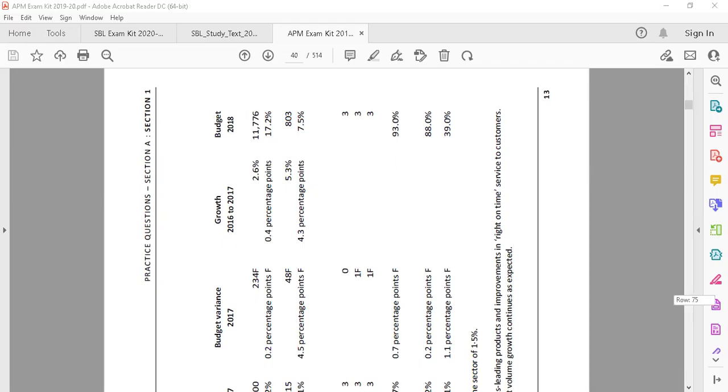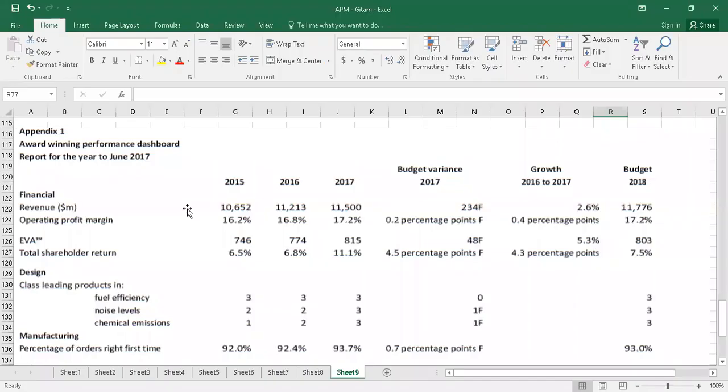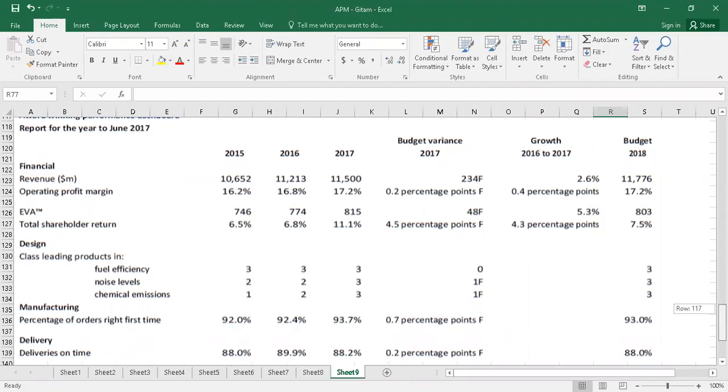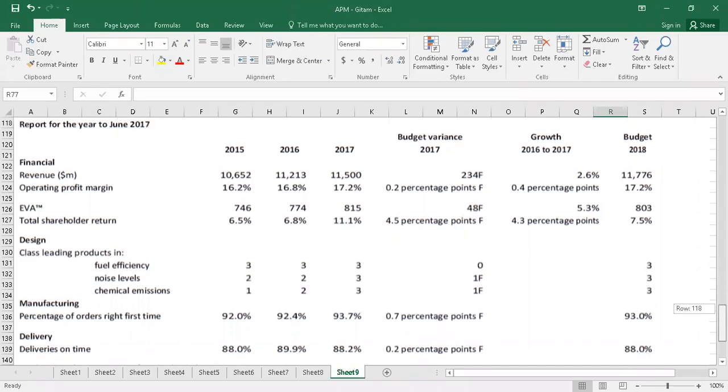I'm putting this dashboard here, because we need to look into the dashboard. This is the dashboard. Appendix 1, award-winning performance dashboard. This is present. Now, these are all dummy figures. See what parameters are used. We are looking at that.